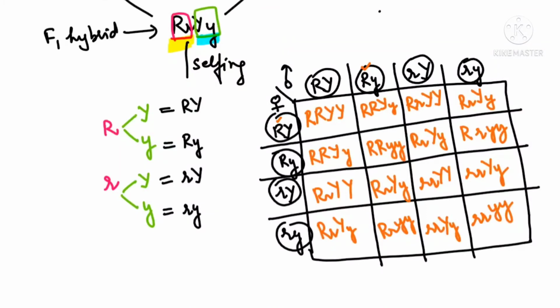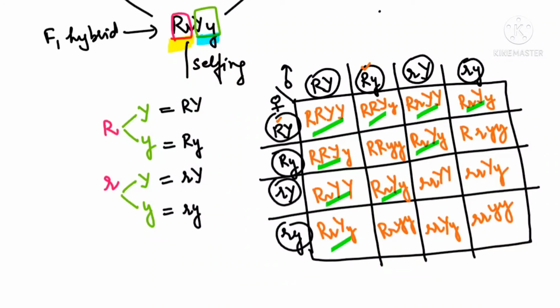Now see where you find capital R and capital Y. You know very well it will be round yellow. Round yellow, round yellow, round yellow, and round yellow. Clear, beta? This is also round yellow. This is round yellow, and this is round yellow.